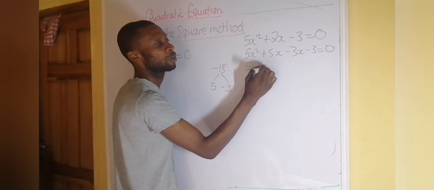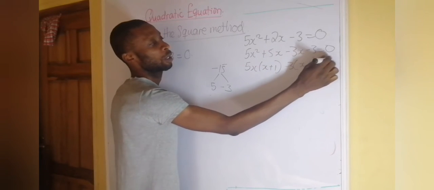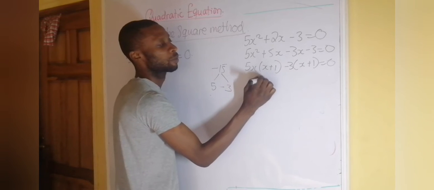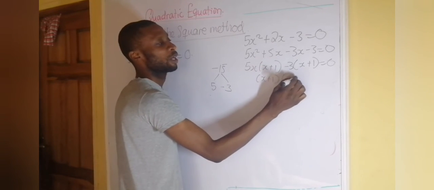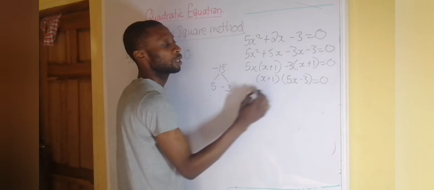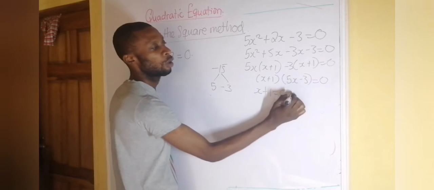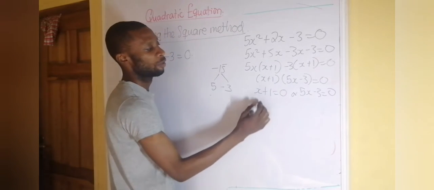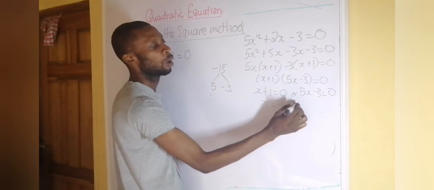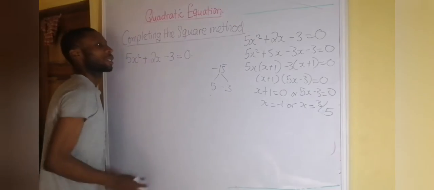5x is common, x plus 1, minus 3 is common, x plus 1 equals 0. So you have x plus 1 and 5x minus 3 equals 0. It means x plus 1 equals 0, or 5x minus 3 equals 0. So you have x equals minus 1 or x equals 3 over 5. It's as simple as that.